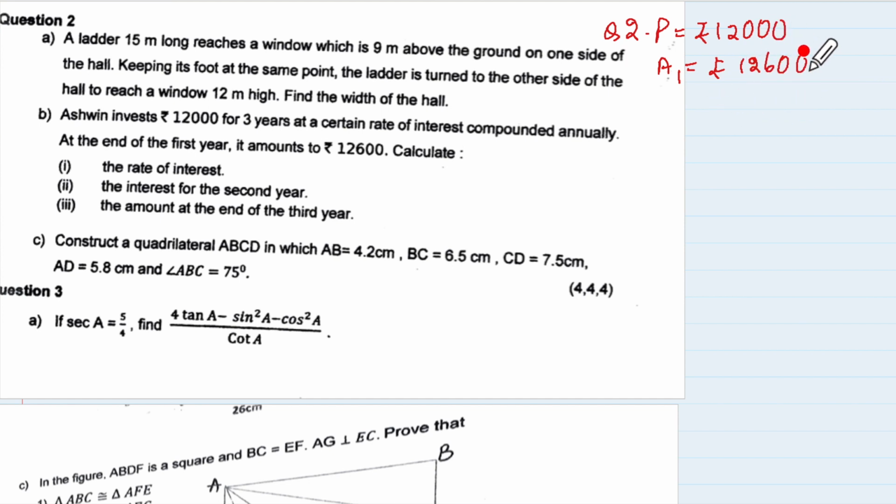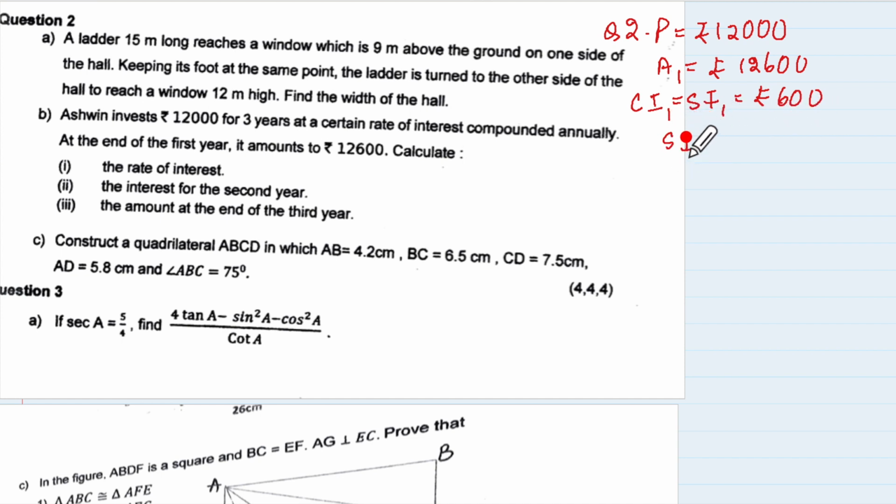12,600. That means the increase in this amount is the interest. So that is the interest for the first year, which is CI1, compound interest for the first year, which is also simple interest for the first year. So that will be rupees, this minus this, which means it will be 600 rupees. Got that? Now this is for the first year.